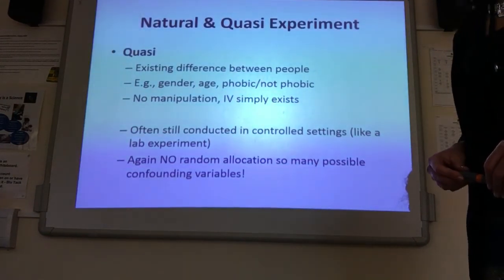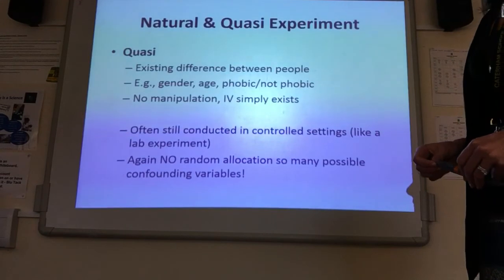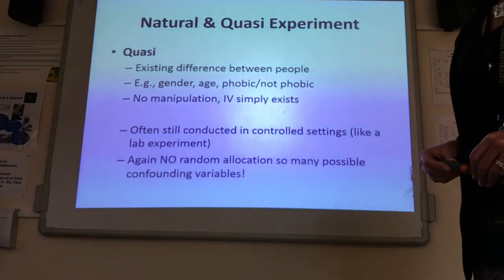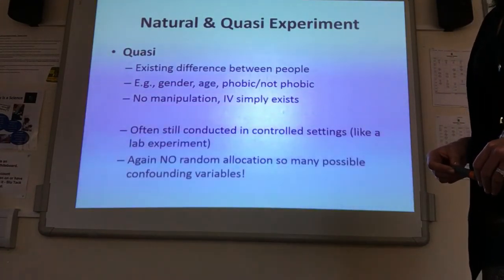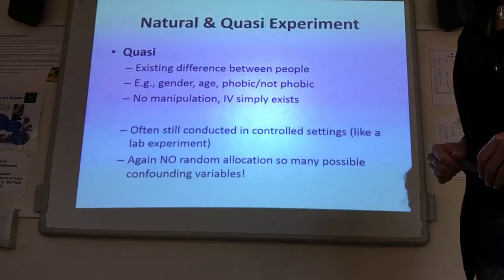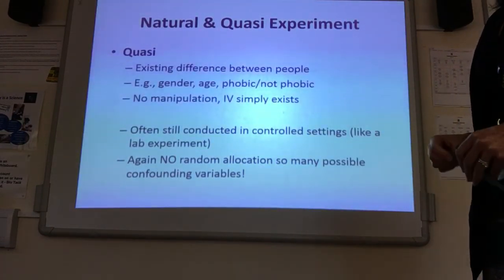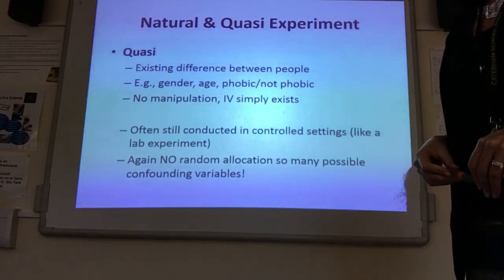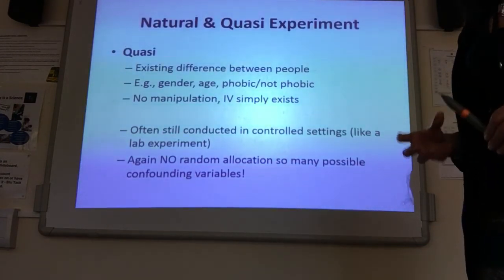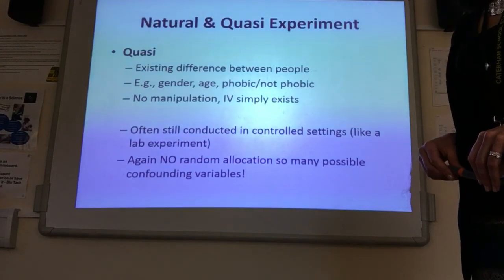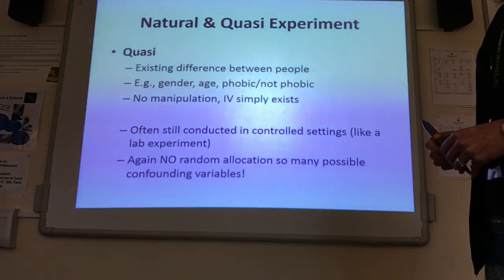So we can still conduct these in the lab and the field, but again, the same issues apply as with a natural experiment, in that because they are naturally pre-existing groups and differences between people, there is no random allocation, and therefore there is significant risk of the influence of many confounding variables.